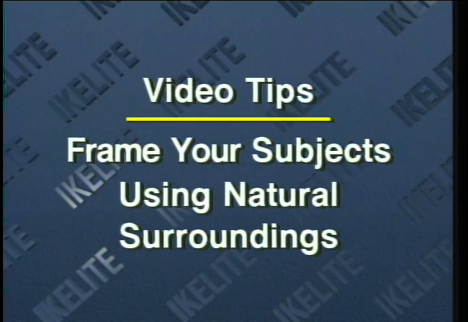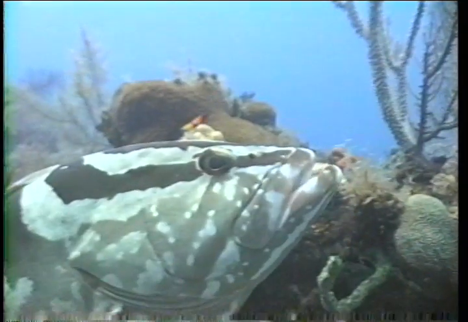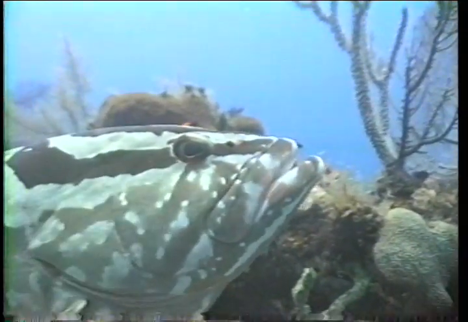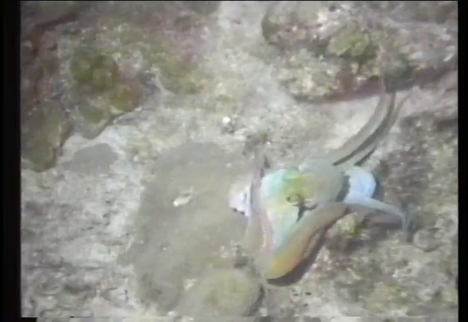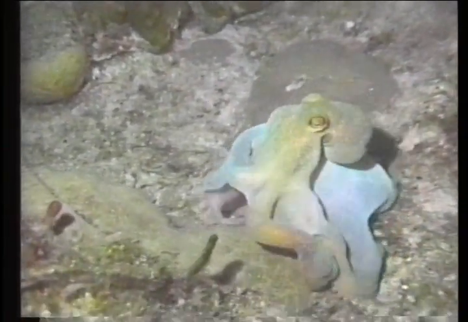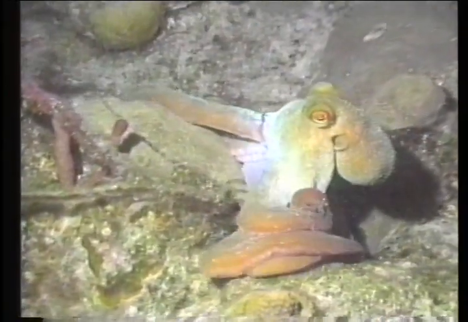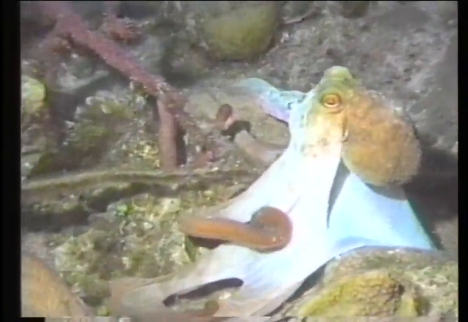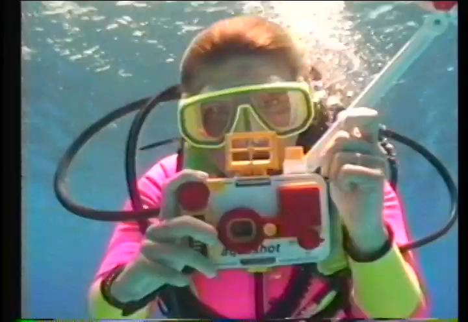Try to frame your subjects with natural surroundings like the coral and include some background water in the scene. Doing this will help create a more three-dimensional feeling. Hold the camcorder steady. Don't use a lot of pans and tilts. Let the action occur in front of you. Allow your subjects to move completely through the frame before you cut to another subject.